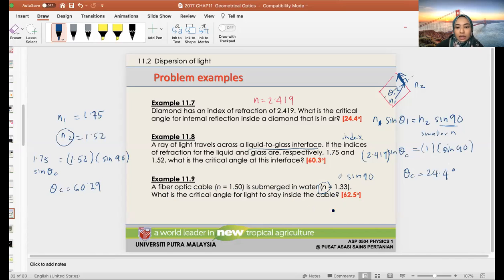Same thing, easy. If you still don't know, then you don't know. 1.33 sine 90. Again, sine theta C. And this guy gets the higher n. Okay. This guy is 62.5. Okay, any questions so far?